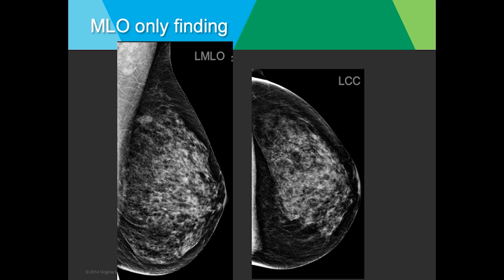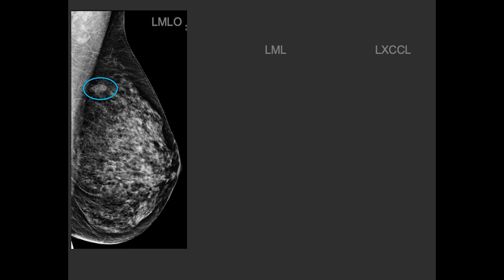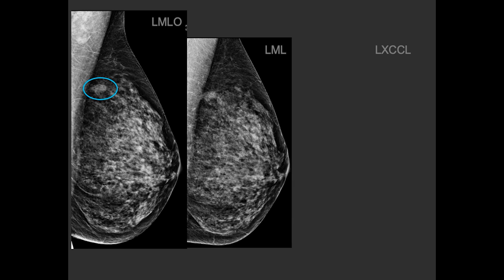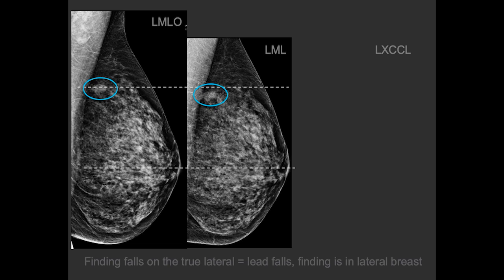Here's an example of a one-view finding and how we localized it. You can see here in the superior breast on the MLO is a focal lesion, and there's no correlate on the CC view. In this case, a full lateral was obtained, and you can see there is a persistent lesion there, suggesting this is a true lesion. And you can see if you line up the nipples that this lesion fell from MLO to the lateral view. So lead falls. So this was in the lateral breast.